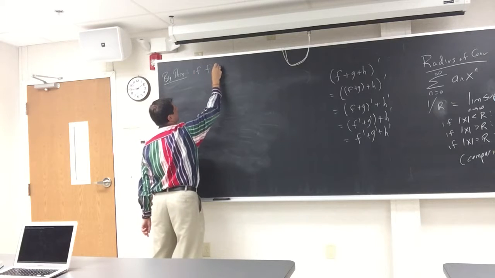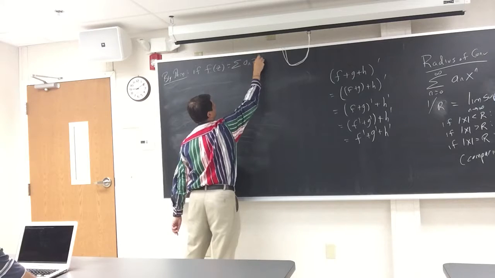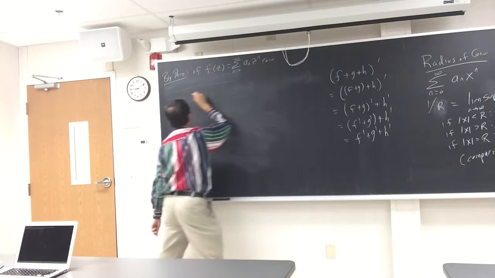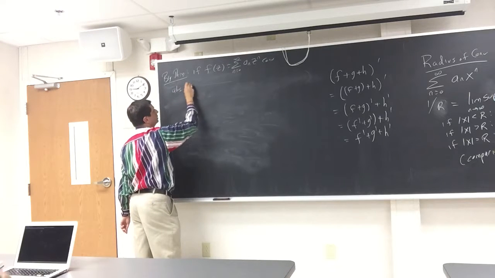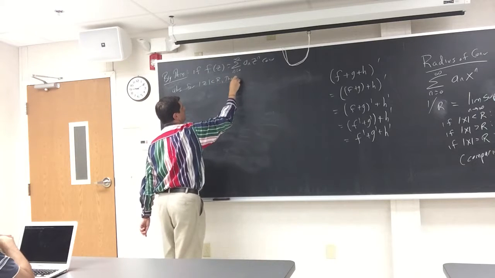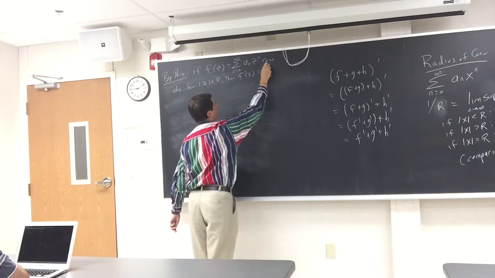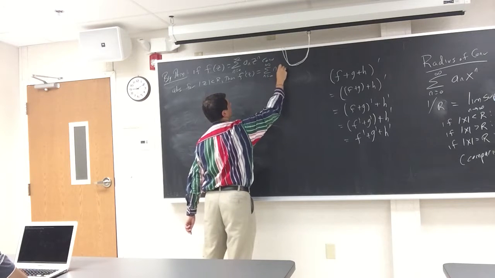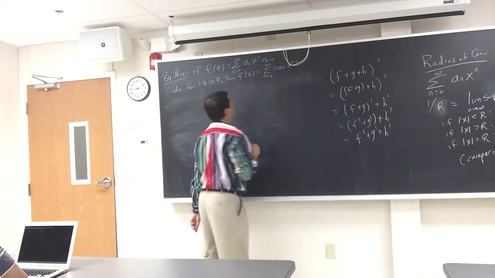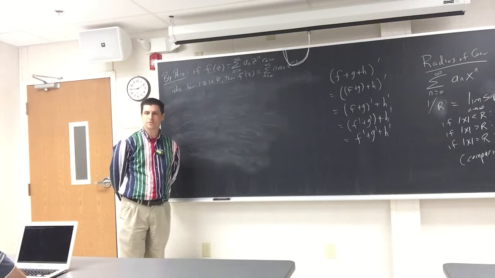If f of z equals the sum of a_n z to the n, n equals 0 to infinity, converges absolutely for the absolute value of z less than r, then f prime of z is the sum, n goes from 0 to infinity, of n a_n z to the n minus 1. Basically, you can just do term-by-term differentiation.